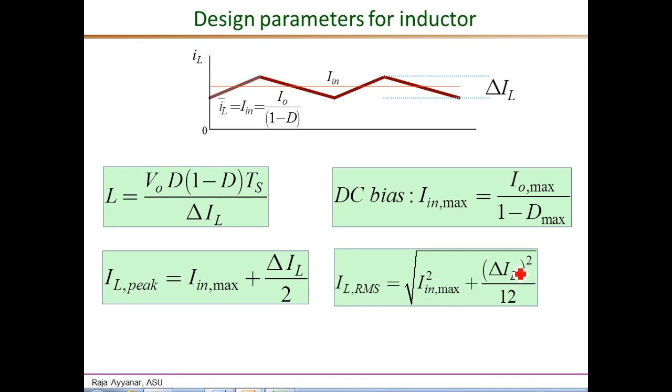So if the delta IL is small enough, then the IL RMS can be approximated to be just IN max, assuming delta IL to be very small. The IL RMS itself was derived by considering the average IN first, so that's IN squared, and then the switching frequency ripple component separately. So that is the triangular wave shape with its mean squared value being delta IL squared over 2 square root 3 whole squared, which is 12.